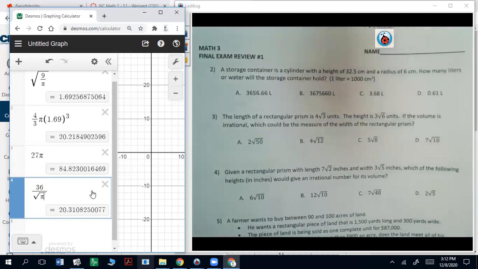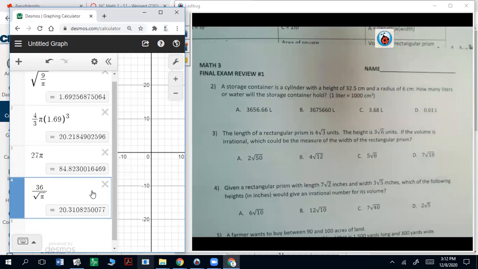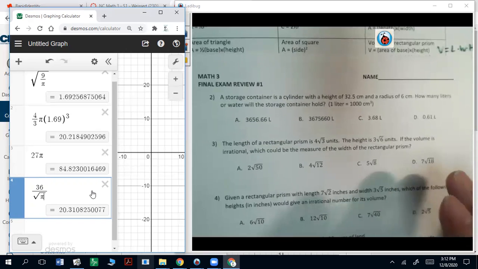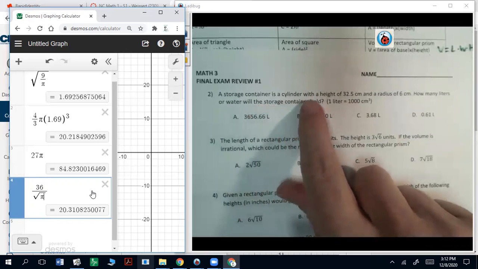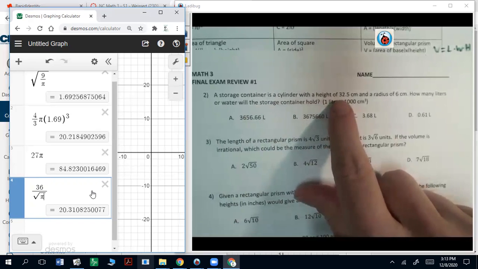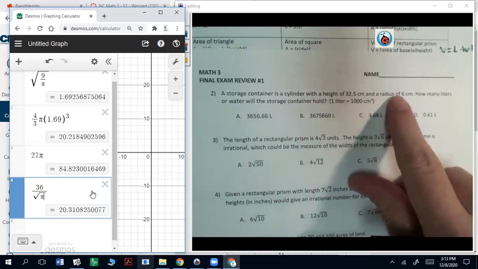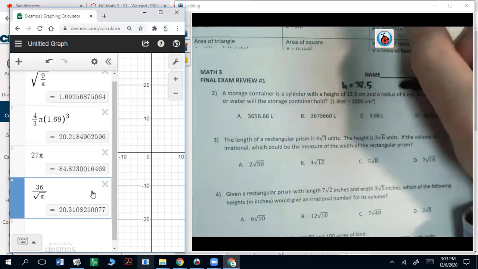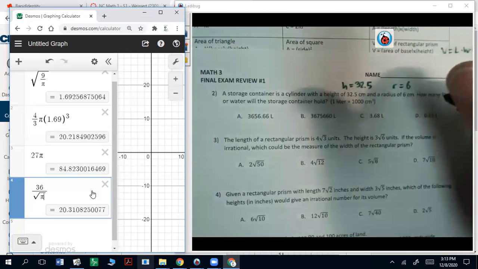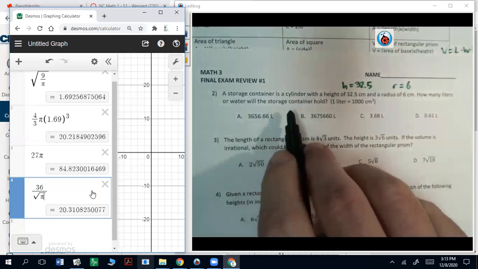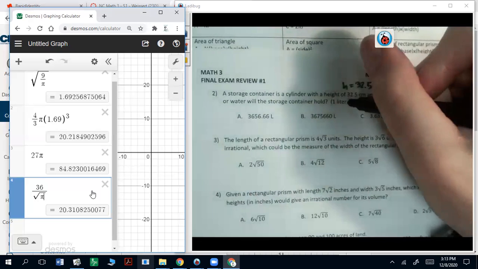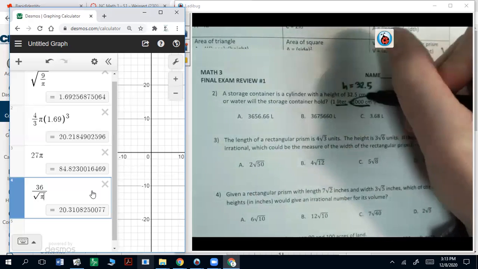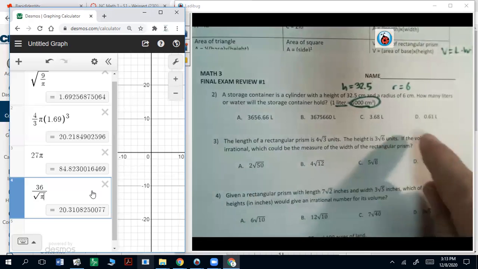Question 2 is a continuation of that same part 3. So a storage container is a cylinder with a height of 32.5 centimeters and a radius of 6 centimeters. So we have our height. Our radius is 6. We want to know how many liters of water the storage container will hold. So the liters conversion is here, but let's first find the centimeters cubed.